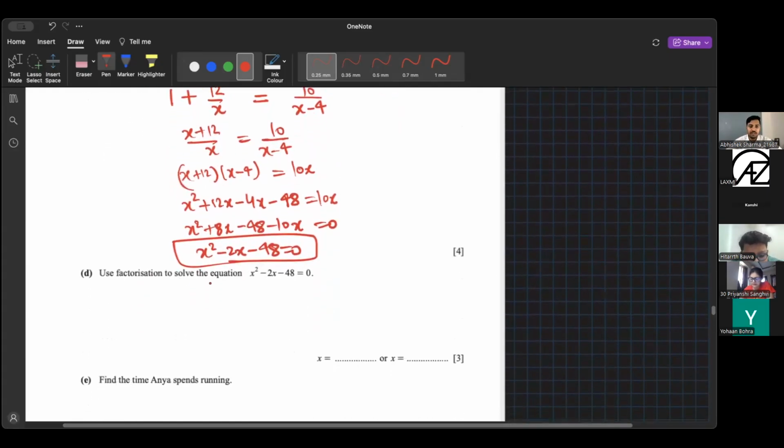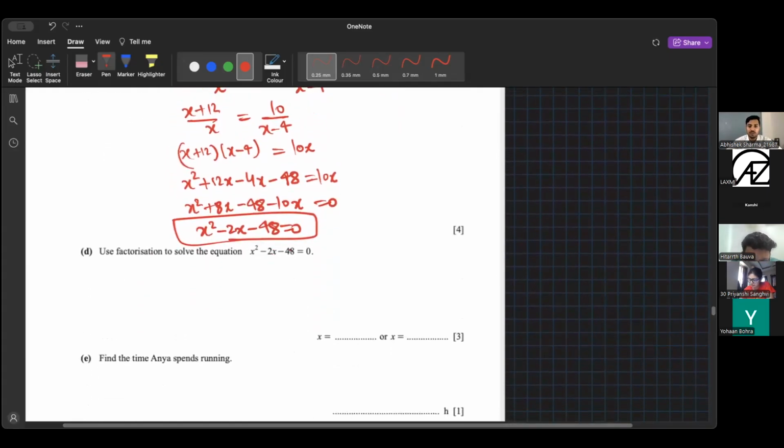Next, it says use the factorization to solve x square minus 2x minus 48 equals to 0. In this case, it is clearly mentioned that we have to use the factorization method. So we cannot use any other method than factorization. So for factorization, we need the middle term 2 and the product 48. So we can use 8 and 6.